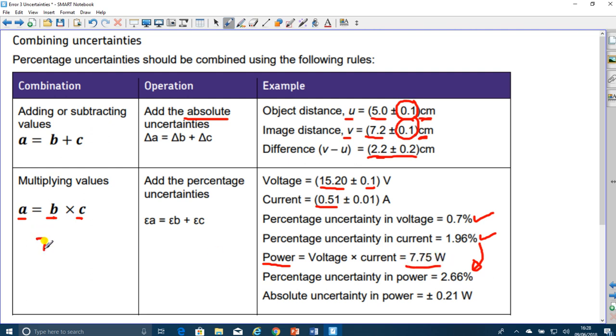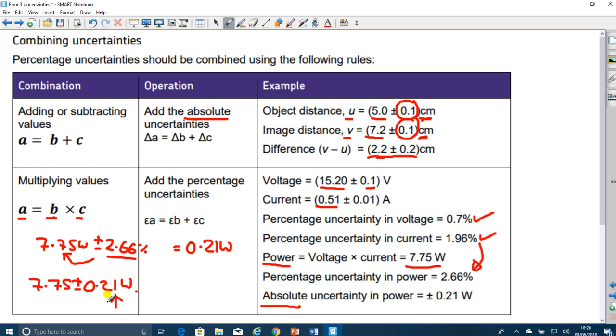So the answer would be 7.75 watts plus or minus 2.66%. But if we were asked to give that as an absolute uncertainty, we would then have to work out what 2.66% of 7.75 is, which in this case is 0.21 watts. And then we could give our answer as an absolute uncertainty, which would be 7.75 plus or minus 0.21 watts. And we look, and the number of decimal places is acceptable there. Okay.